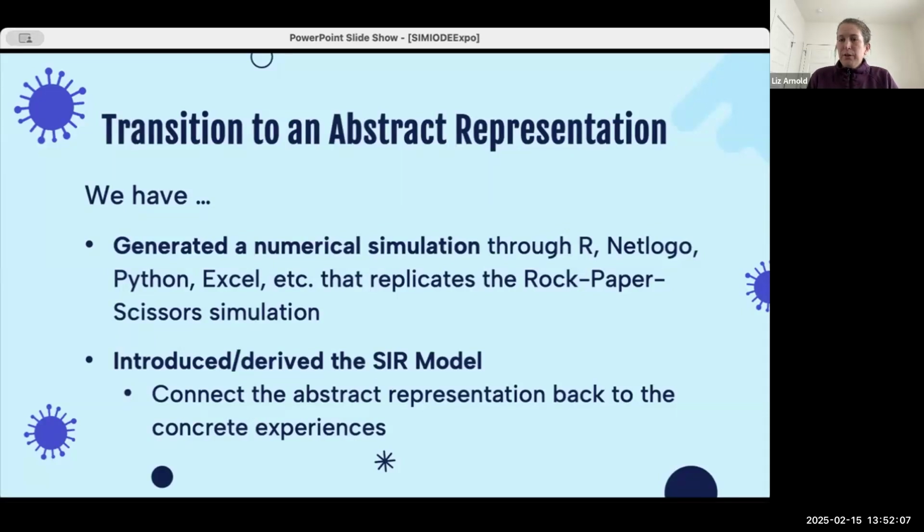And we've done quite a few things. The class has used their population level data and created a numerical simulation where they replicated the rock, paper, scissors simulation, using their program of choice. And then we've also started to derive and introduce the SIR model. Prior to these simulations, we never put up the SIR model at the beginning. We always put it at the end, where the students can take their concrete experiences and make connections back to the mathematical representation.